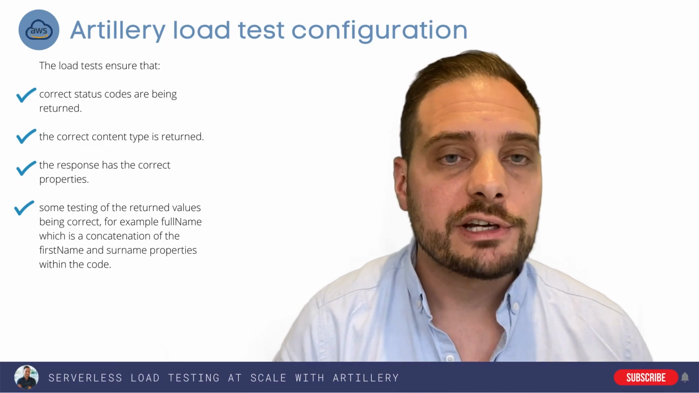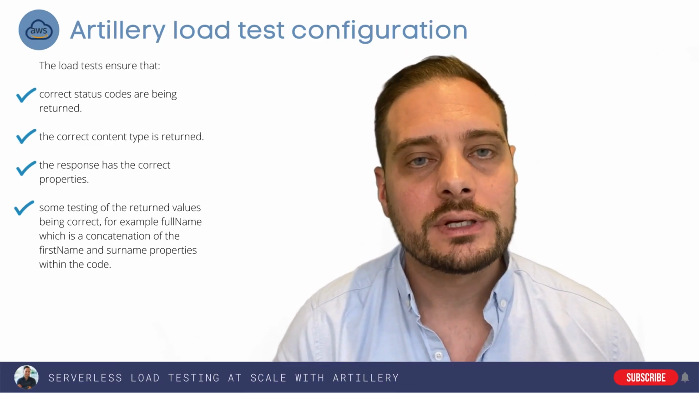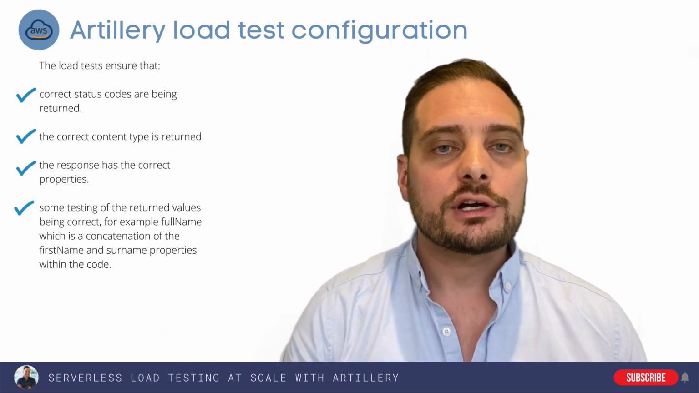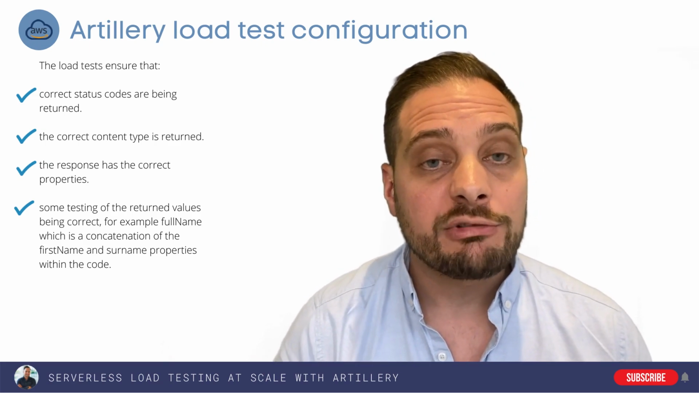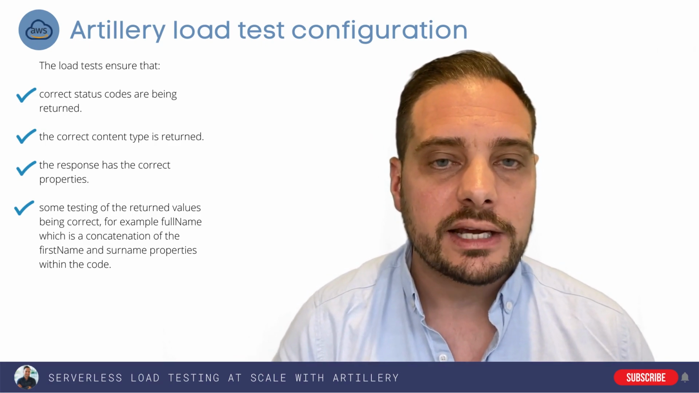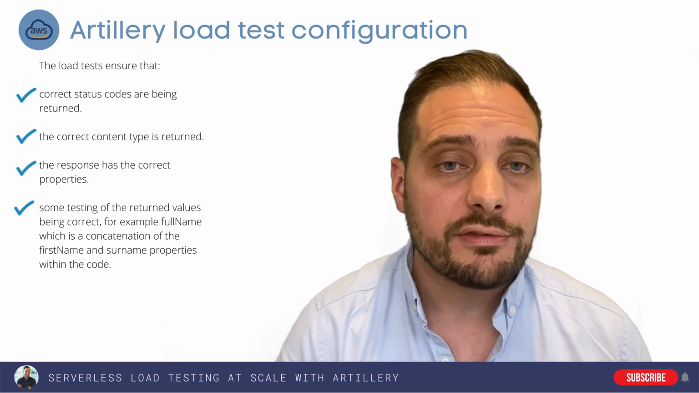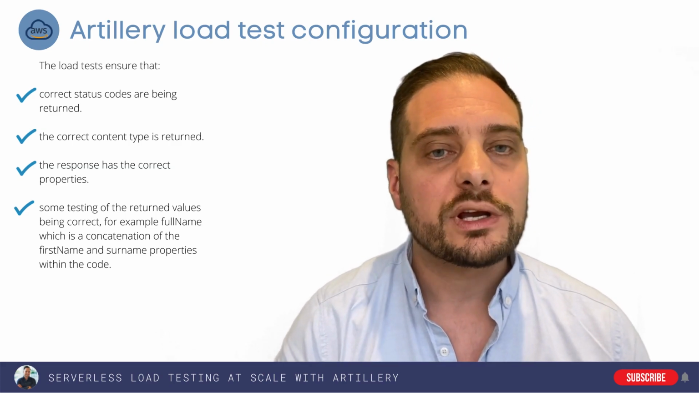The load test configuration gives us additional benefits over and above checking the latency and load of the system. For example, we assert that we get the correct status codes being returned, the correct content type and headers are being returned, the response body has the correct properties on it, and some additional checks around things like the full name property, which within code is a concatenation of the first name and surname properties. This gives us the confidence that our APIs are working exactly how we expect them to.